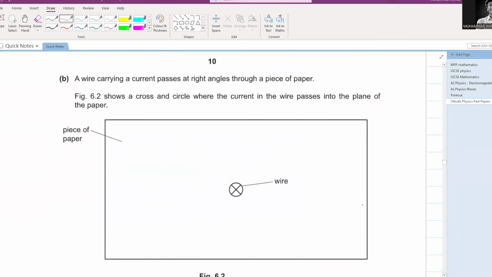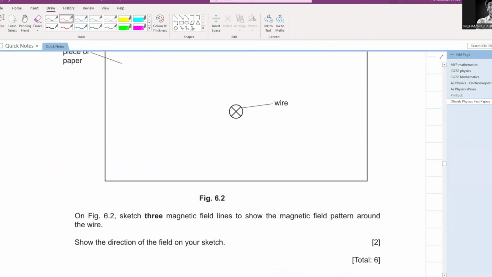A wire carrying a current passes at right angles through a piece of paper. Perfect. Figure 6.2 shows a cross and a circle where the current in the wire passes into the plane. So the current is going into the plane. Perfect. On figure 6.2, sketch three magnetic field lines to show the magnetic field pattern around the wire. Show the direction of field on your sketch.